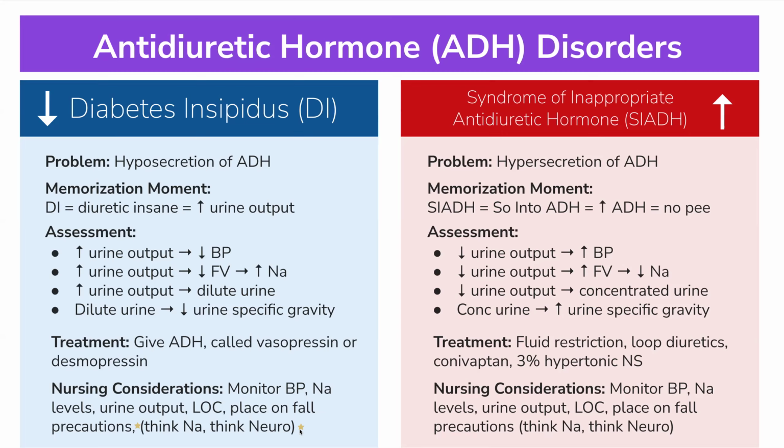It drops their fluid volume, which makes their sodium level look higher. And so because of that, when I think sodium, I'm going to think neuro. So I'm monitoring that sodium level, which should be 135 to 145, and I'm monitoring level of consciousness. And I know that it's going to make their urine diluted. And then let's just look at something really quickly.